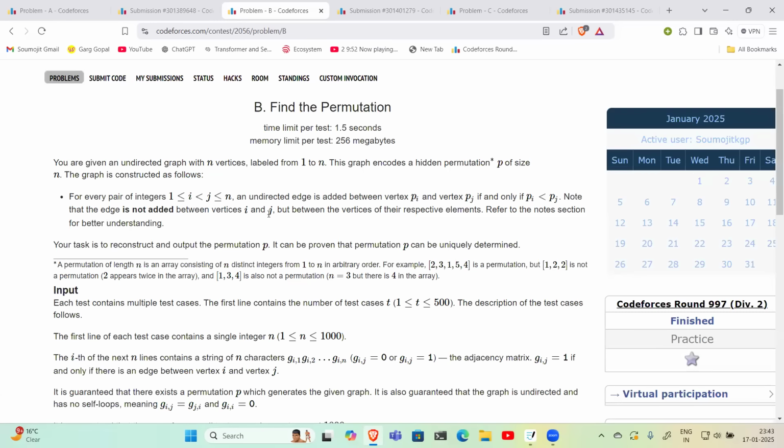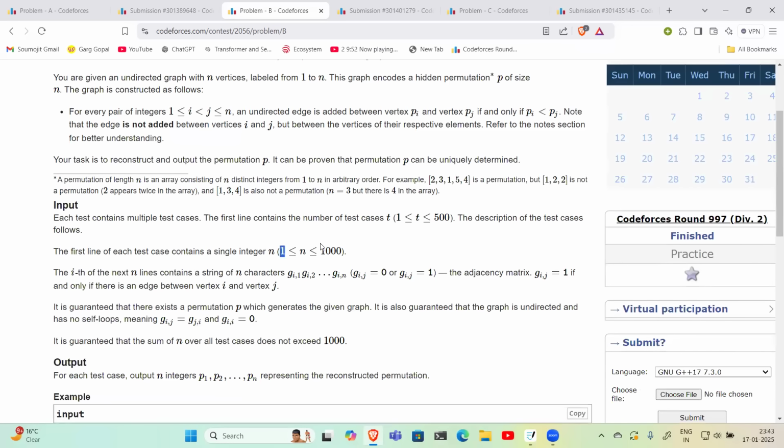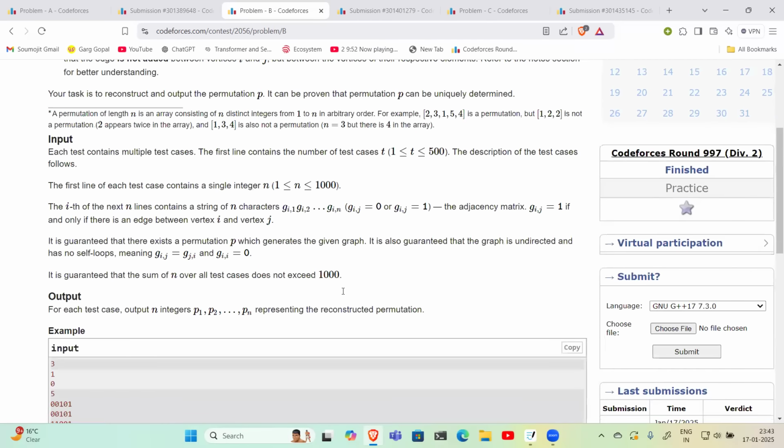Your task is to reconstruct and output the permutation p. It can be proven that the permutation p can be uniquely determined. Okay, great. The value of n is given up to 1000. That gives you a hint that an order n square code, or a quadratic code, would also work. So the constraints which are given usually give a hint on what approach can be found out.